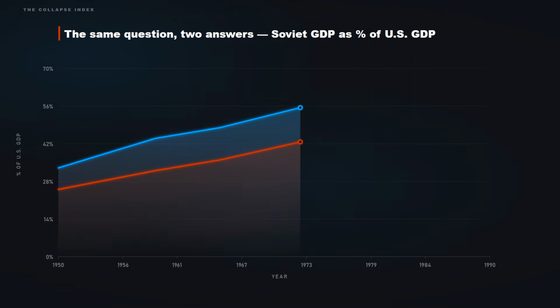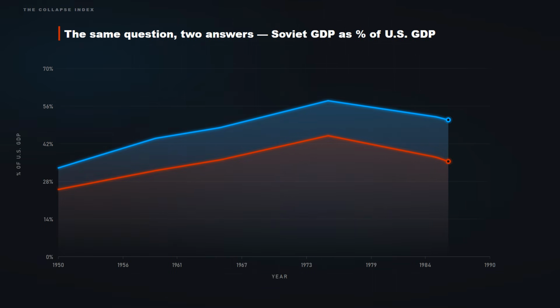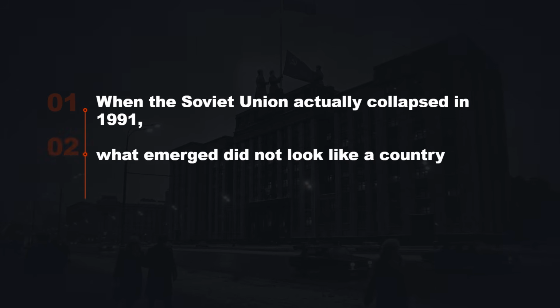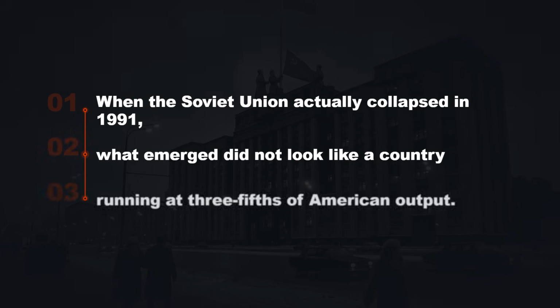It was also, according to a growing body of later research, probably wrong, not fabricated, but built on a methodology that struggled to translate a command economy's internal accounting into anything comparable to a market economy's GDP. When the Soviet Union actually collapsed in 1991, the real economic conditions that emerged did not look like a country that had been running at 3/5 of American output.